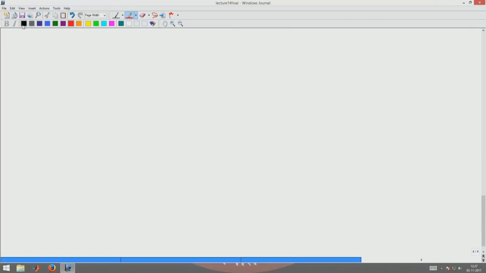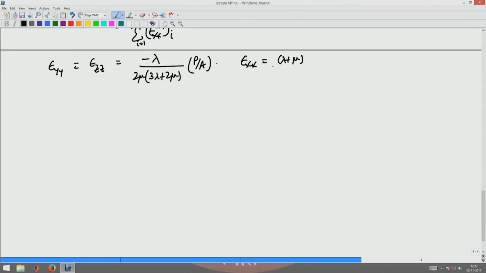You will find that epsilon yy is equal to epsilon zz is equal to minus lambda by 2 mu (3 lambda plus 2 mu) into p by a. Okay. In comparison to this, epsilon xx was (lambda plus mu) divided by mu (3 lambda plus 2 mu) times p by a.